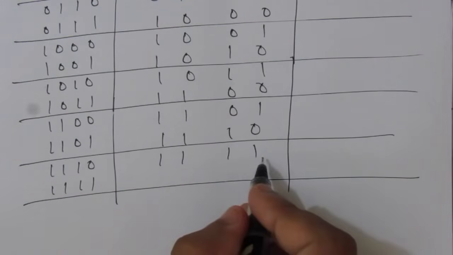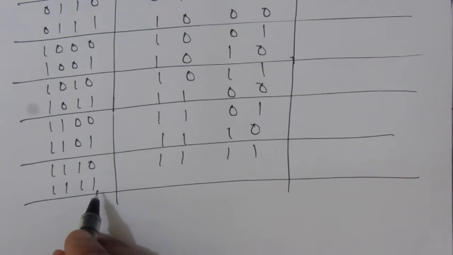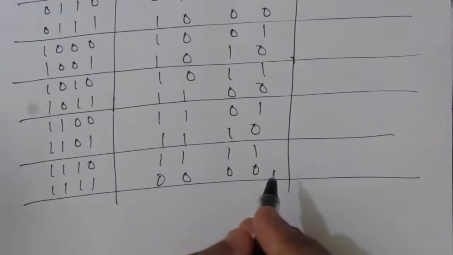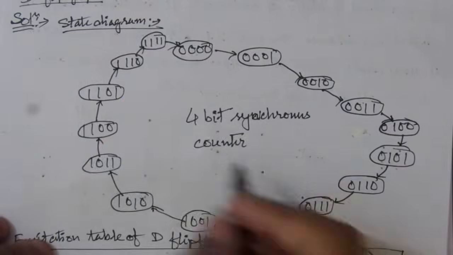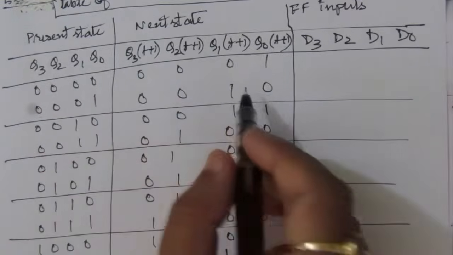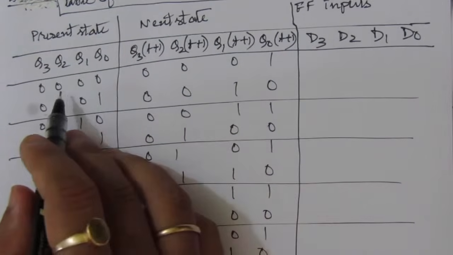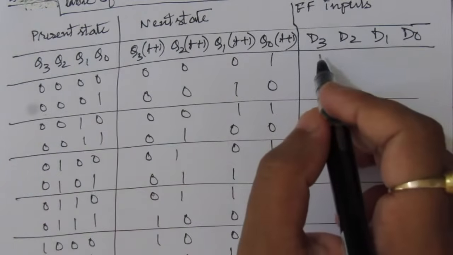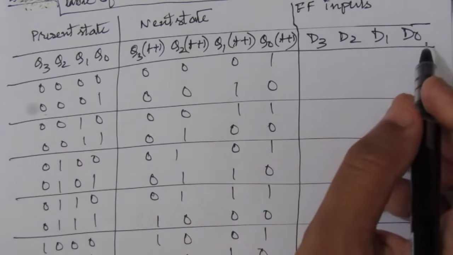And after 1 1 1 1, from this state it should go to 0 0 0 0, because we have seen in the state diagram that after 1 1 1 1 it goes again to 0 0 0 0. So we have got the present state and this next state. The next state is nothing but the present state incremented by 1. Now we have to find out the D3, D2, D1 and D0 values.